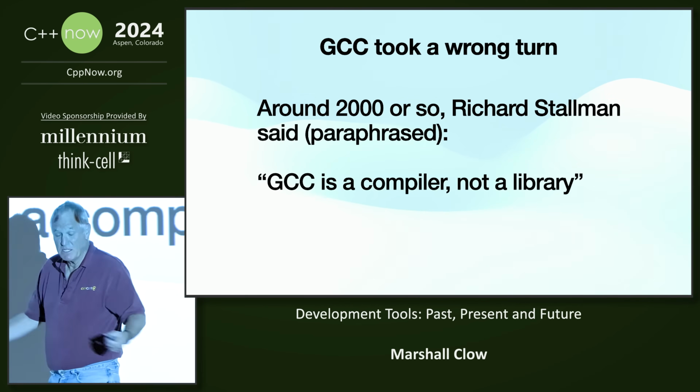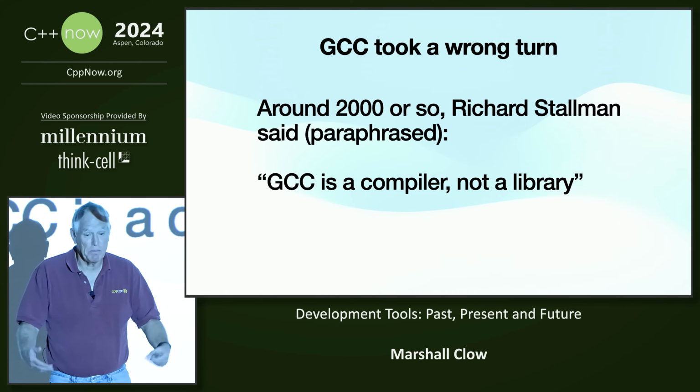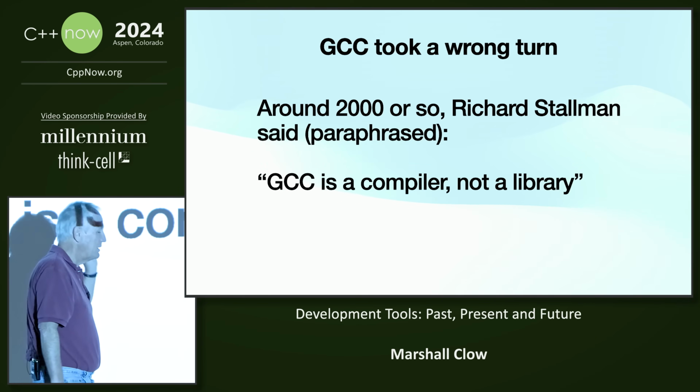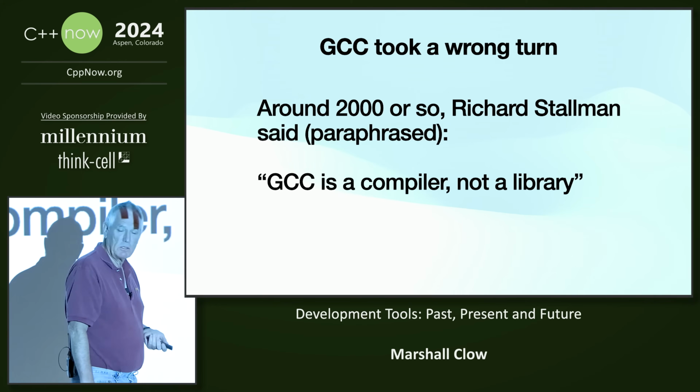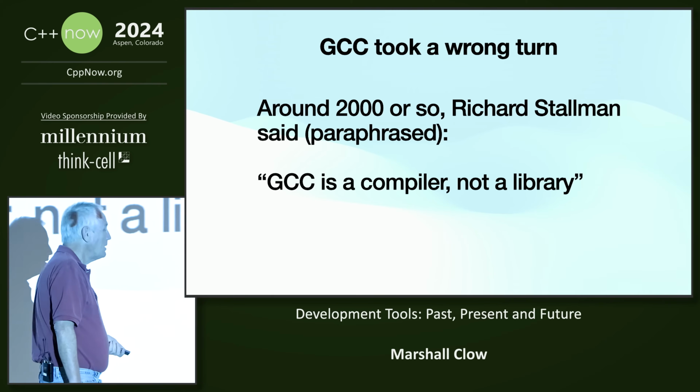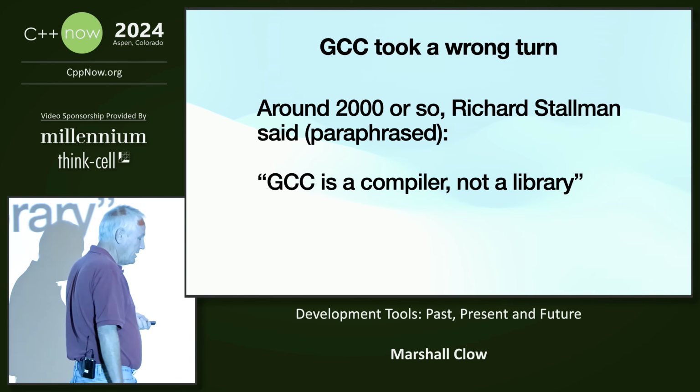Clang is a bunch of libraries. LLVM is a bunch of libraries. If you put them together one way, it's a compiler. You put them together another way, it's a source reformatter. You put them together a different way, it's this or that or the other thing. And that's a great thing.